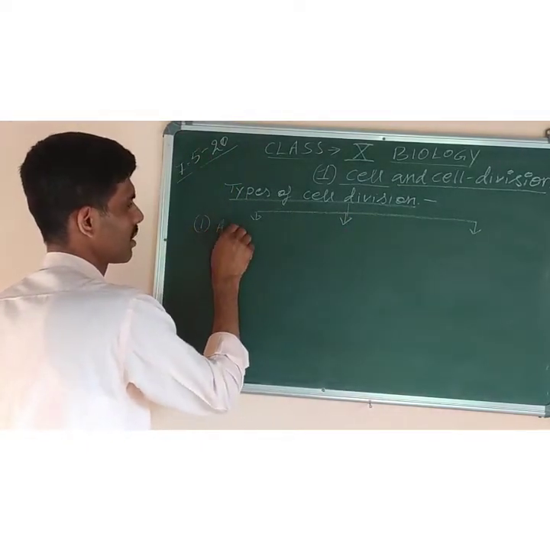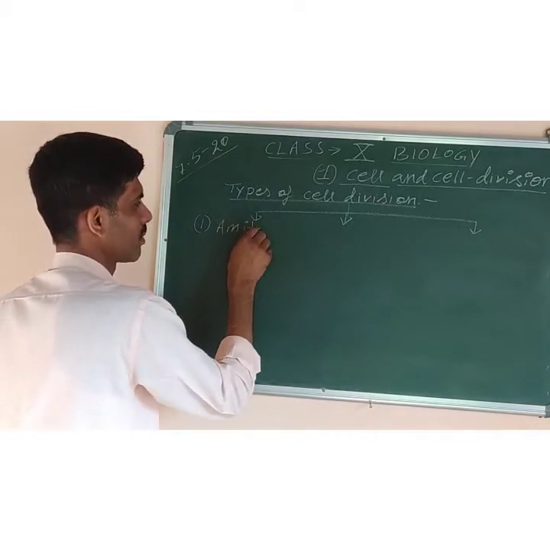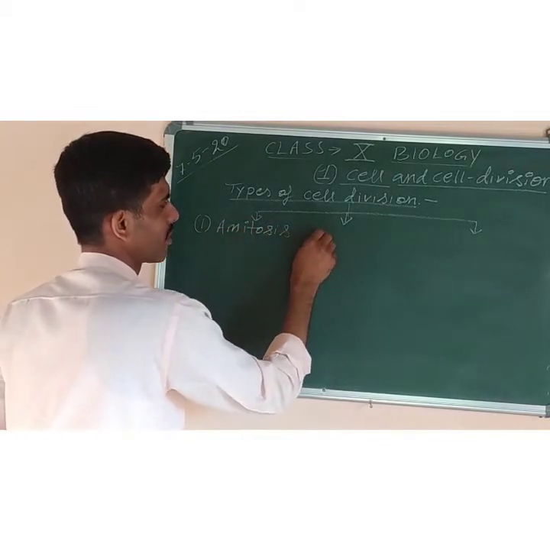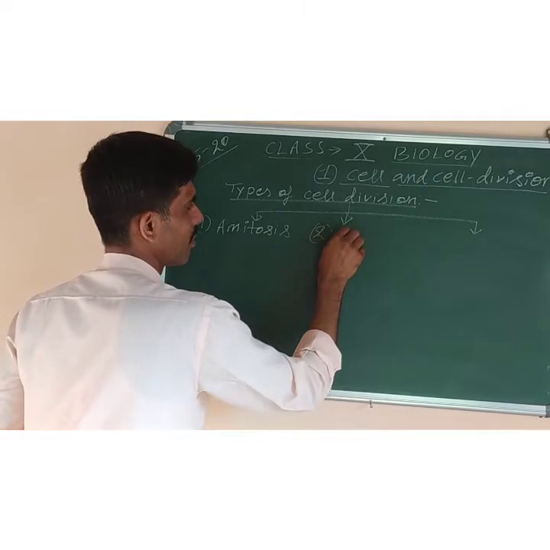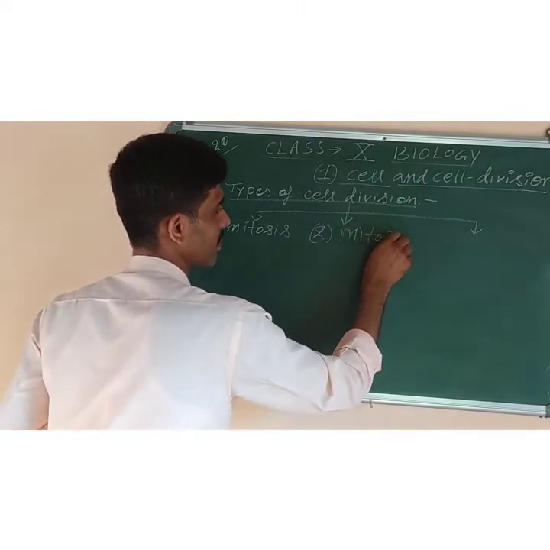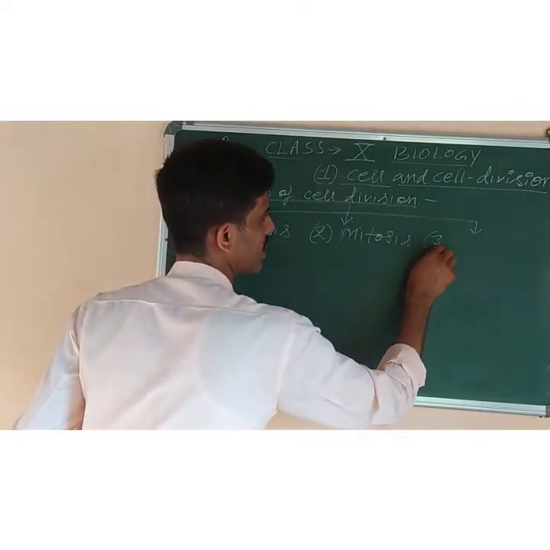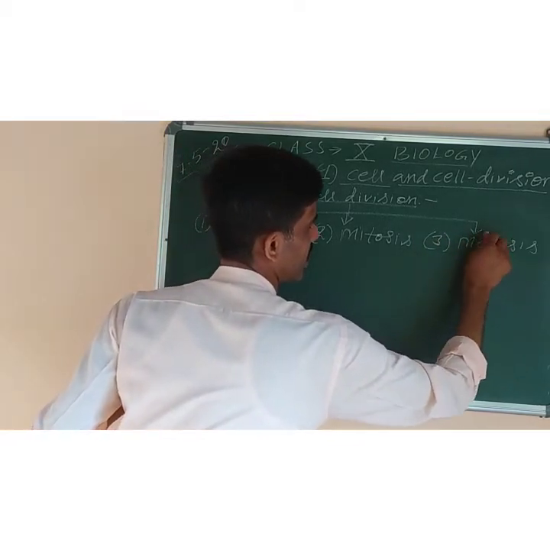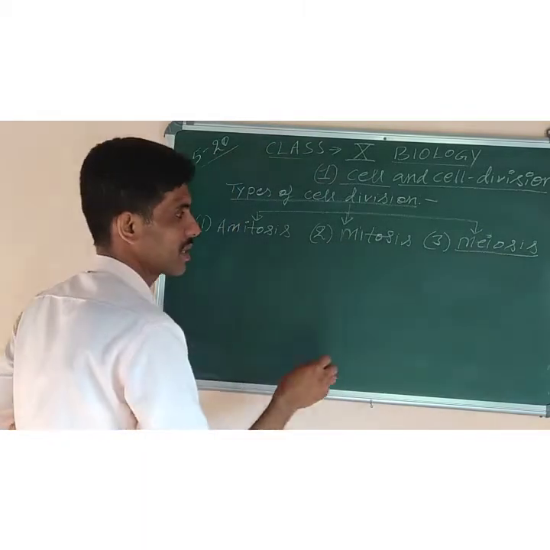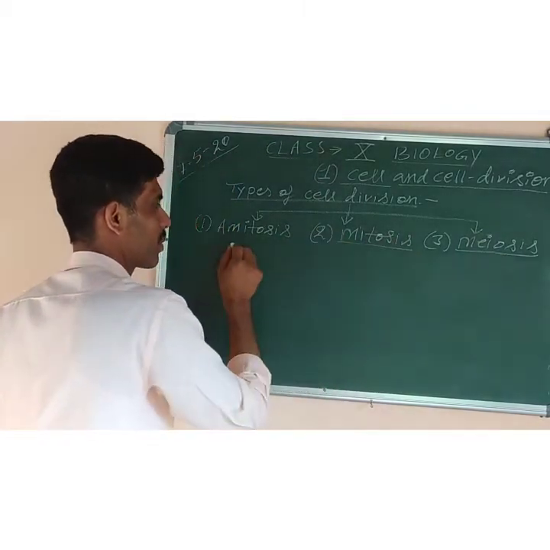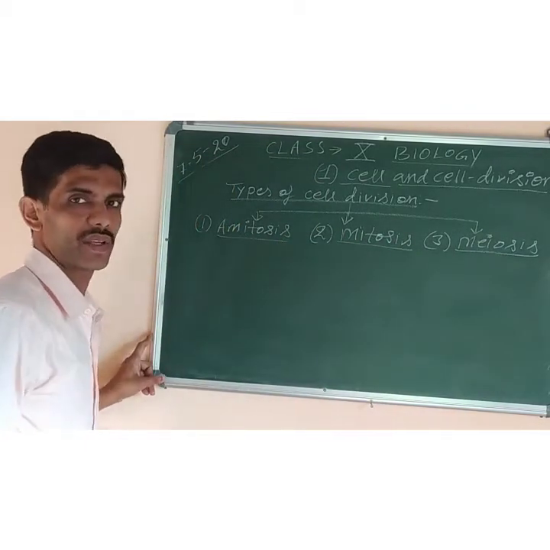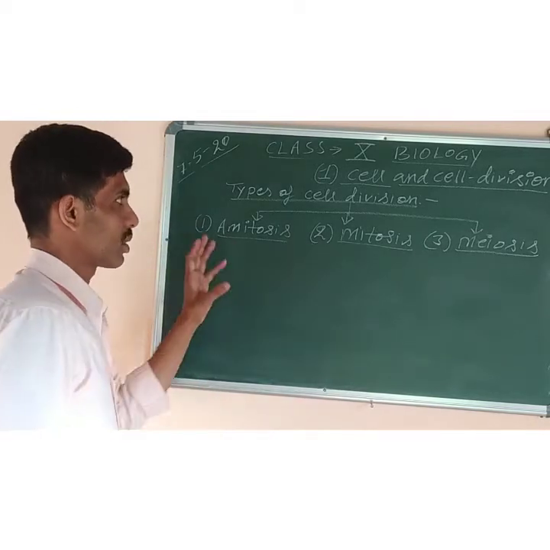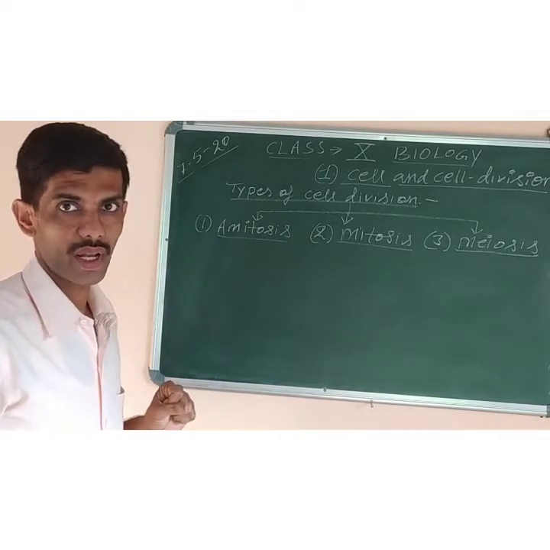amitosis. The word A is used. It is a simple division. Second one, mitosis. And the third one is meiosis. You don't have to study the stages of meiosis, it's not there in your syllabus. Broadly you have to study mitosis along with the diagram, and for meiosis only the definition and some characters. So there are three types of cell division found in living organisms.